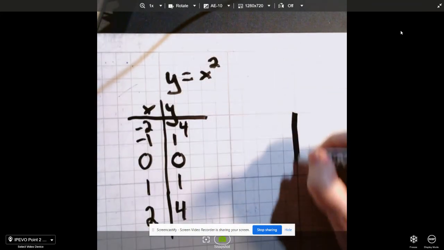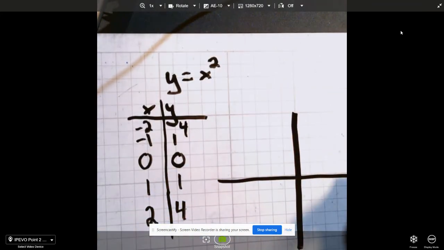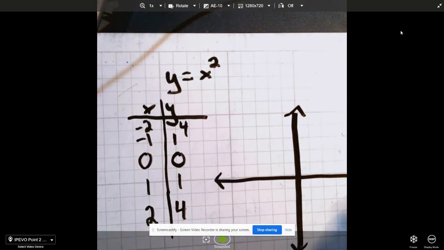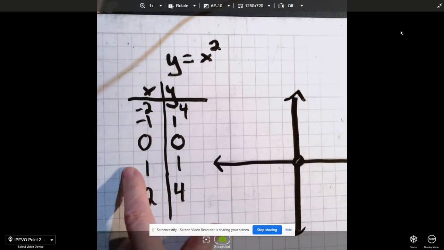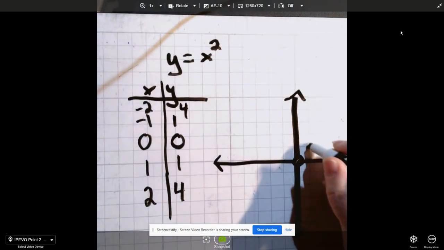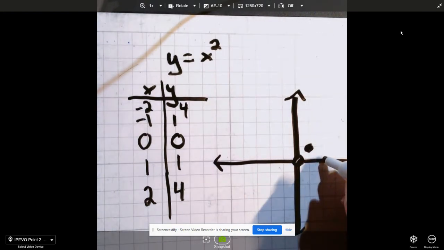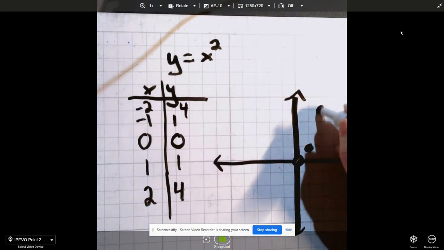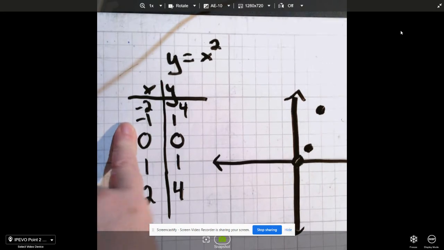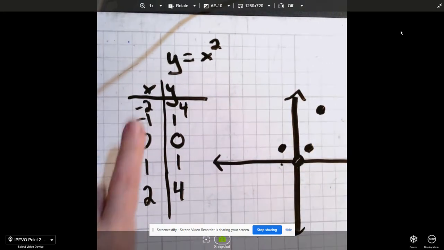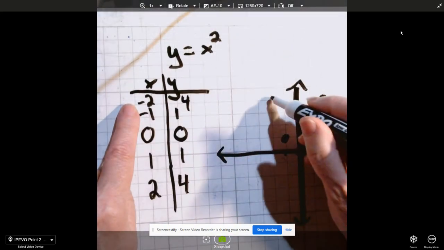So if I graphed this particular equation, I have 0, 0. I should put arrows on the end of my graph. I'll have 0, 0, which would be right there. 1, 1, so I'm going to go over 1, up 1. 2, 4, so I'm going to go over 2, up 4. 1, 2, 3, 4. Then I'm going to have -1, positive 1, and -2, positive 4.